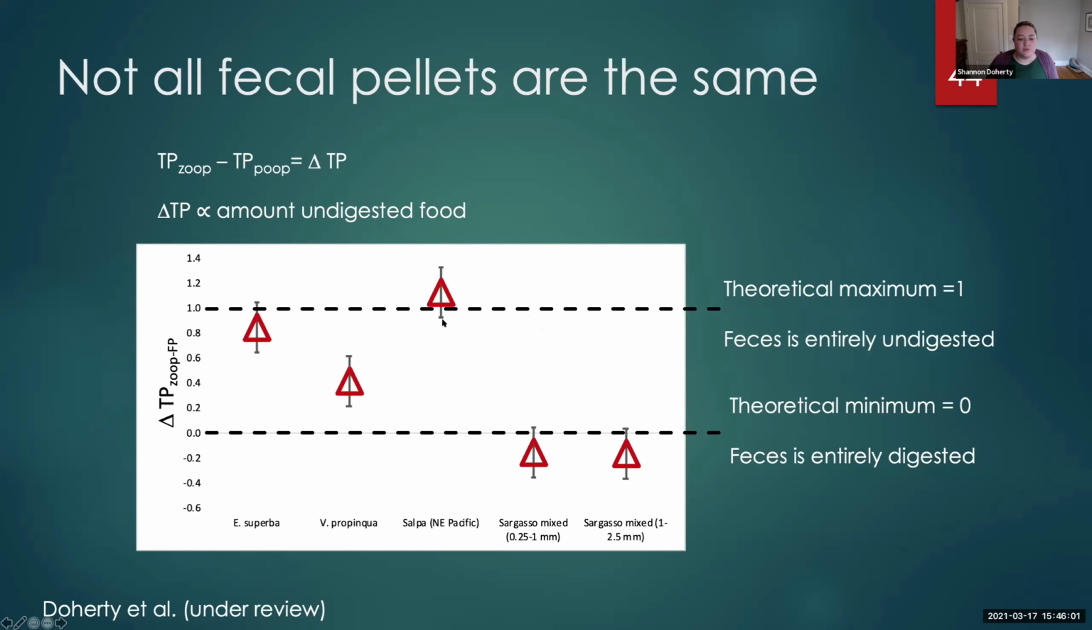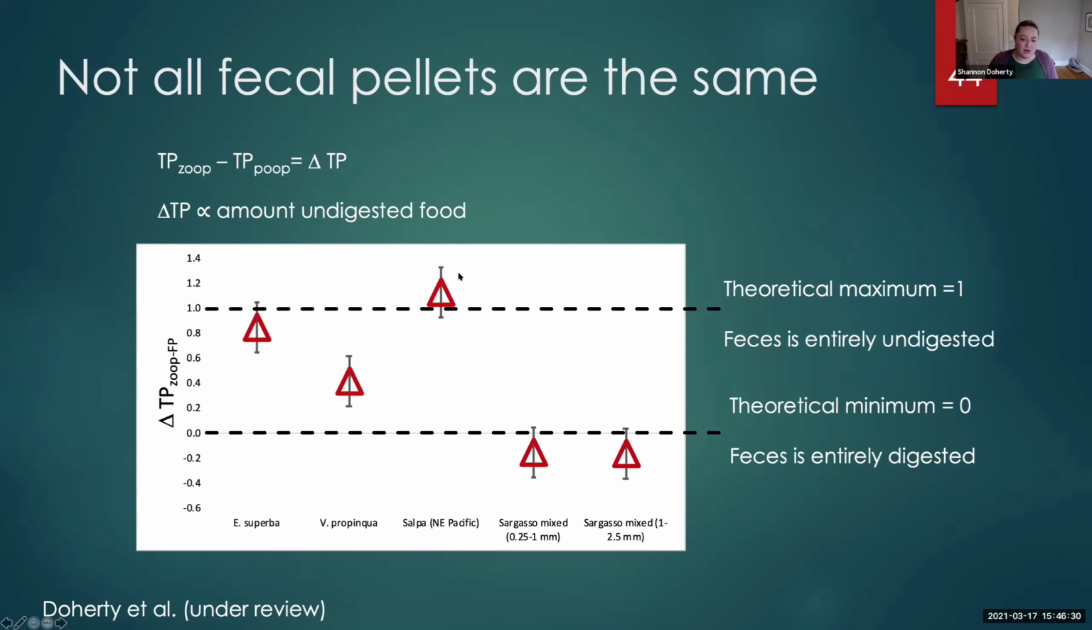to me is these salps from the Northeast Pacific, which are very much at our theoretical maximum. So this means that their fecal pellets contain pretty much entirely undigested organic matter. So it's very similar to what their diet was. In contrast, we have the Sargasso Sea mixed communities, which are at our theoretical minimum of 0, which means that their feces are entirely digested.